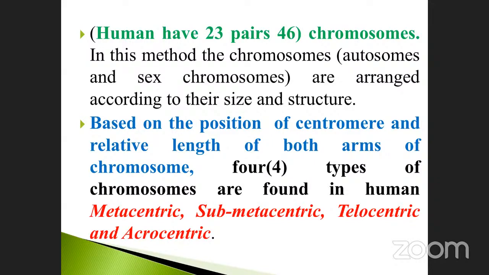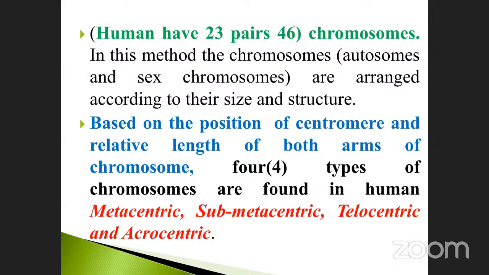In this method, the chromosomes mean total. So what are the chromosomes? Two types: one is autosomes, another one is called sex chromosomes. They are arranged according to their size and structure. Don't forget, my dear, they may ask questions according to their functions or structures or size. They are arranged according to their size and structure. Note it down, based on the position of the centromere.